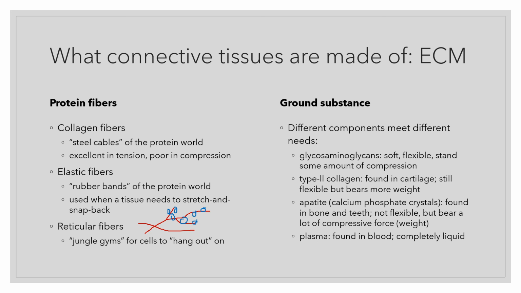And finally, there is the ground substance known as plasma, which is found only in blood and is completely liquid. It does not bear any weight at all, but it does its job excellently well, which is to flow around the body, carrying things from point A to point B.